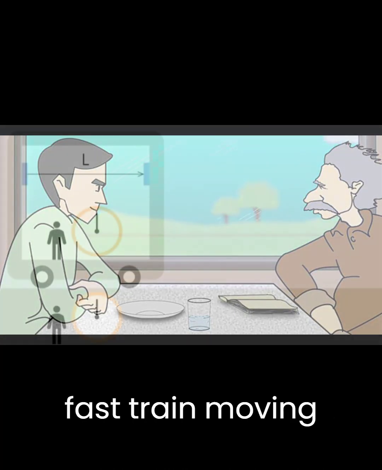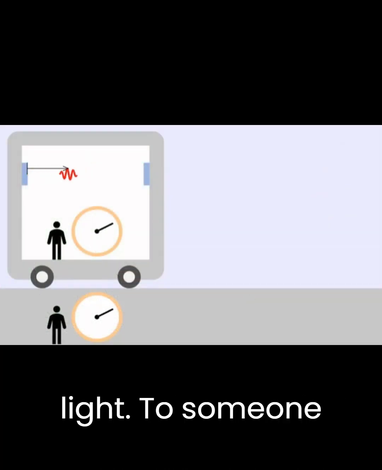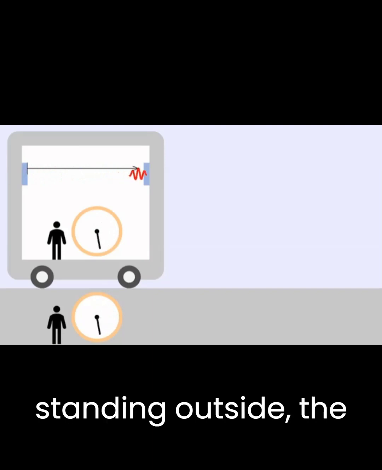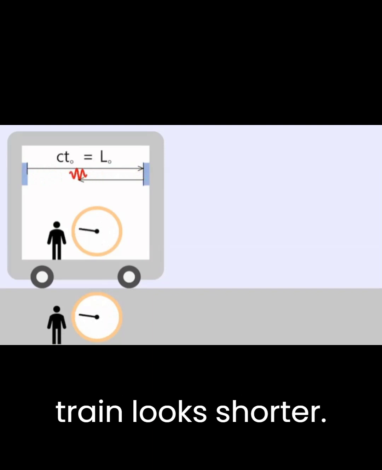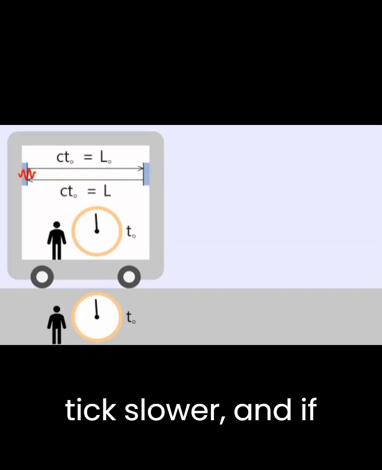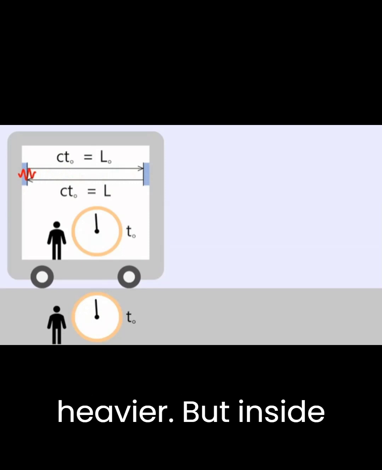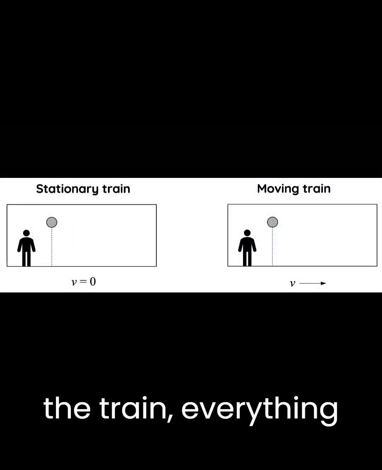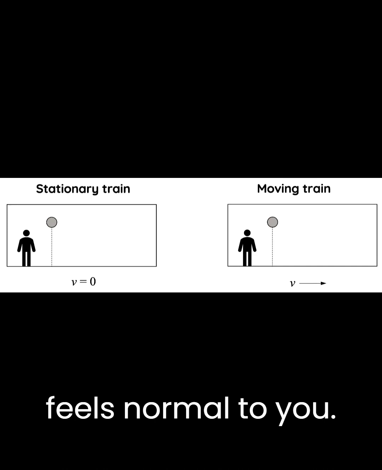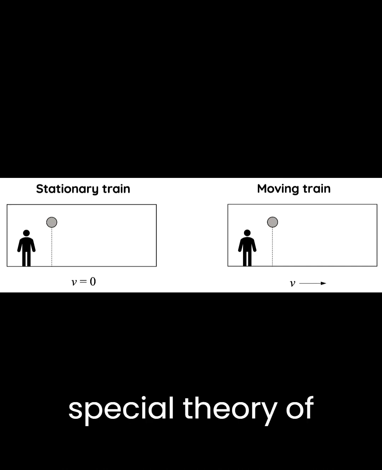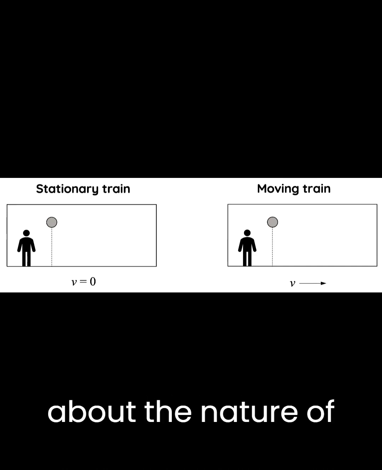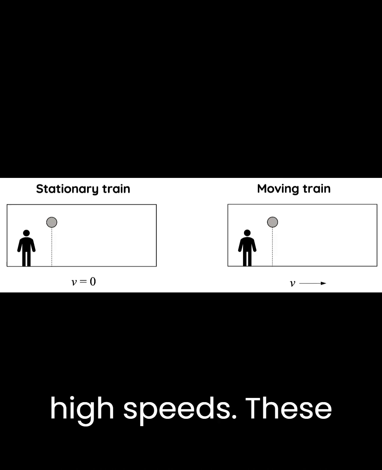Imagine you're on a superfast train moving close to the speed of light. To someone standing outside, the train looks shorter, your watch seems to tick slower, and if they could measure it, you'd seem heavier. But inside the train, everything feels normal to you. This is what the special theory of relativity tells us about the nature of space and time at high speeds.